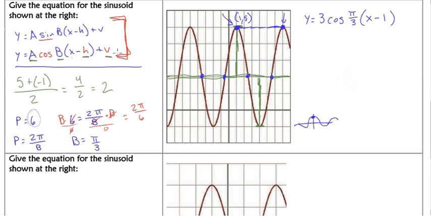Lastly, V, that's our vertical shift, and that's where our center line, that midline, moves to. We can see that green line right here has been shifted up 2 spaces from the origin. So this is going to be plus 2.